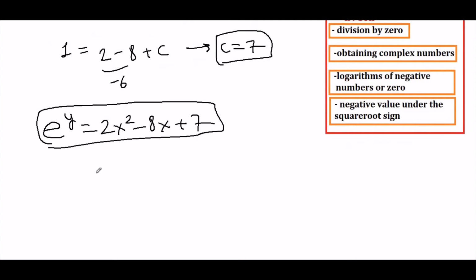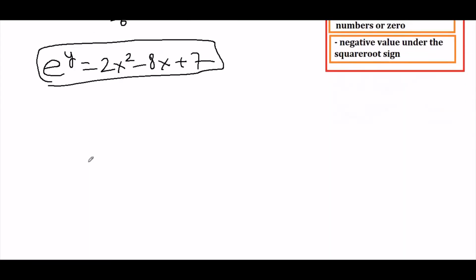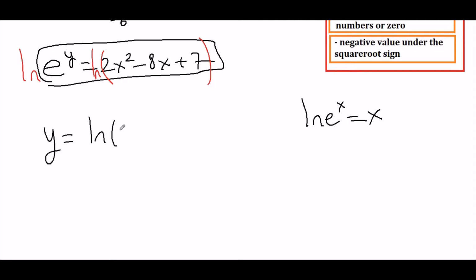So we can take ln on both sides. So ln here, ln here. We know that ln of e to the x is equal to x. So ln of e to the y is equal to y. So y equals ln of 2x squared minus 8x plus 7. This is our explicit solution.